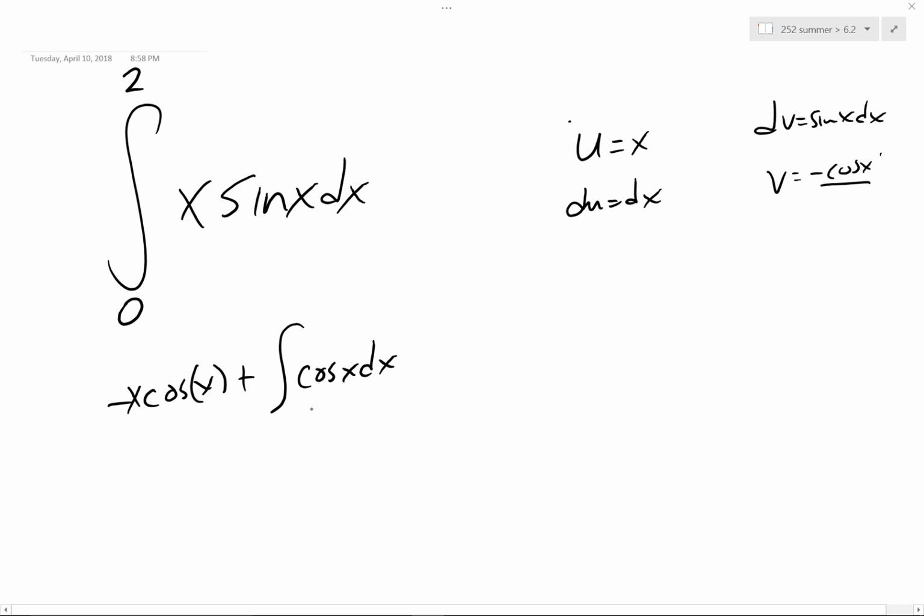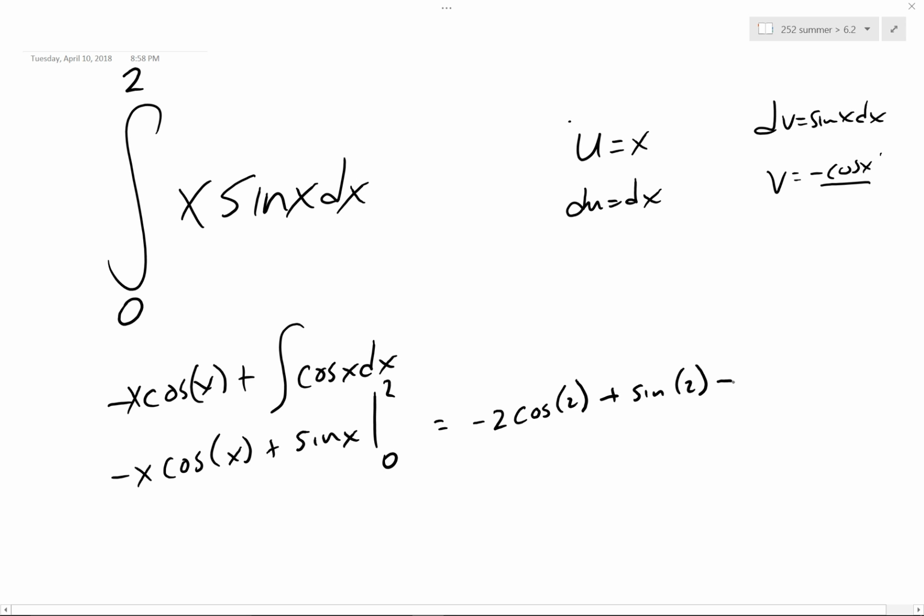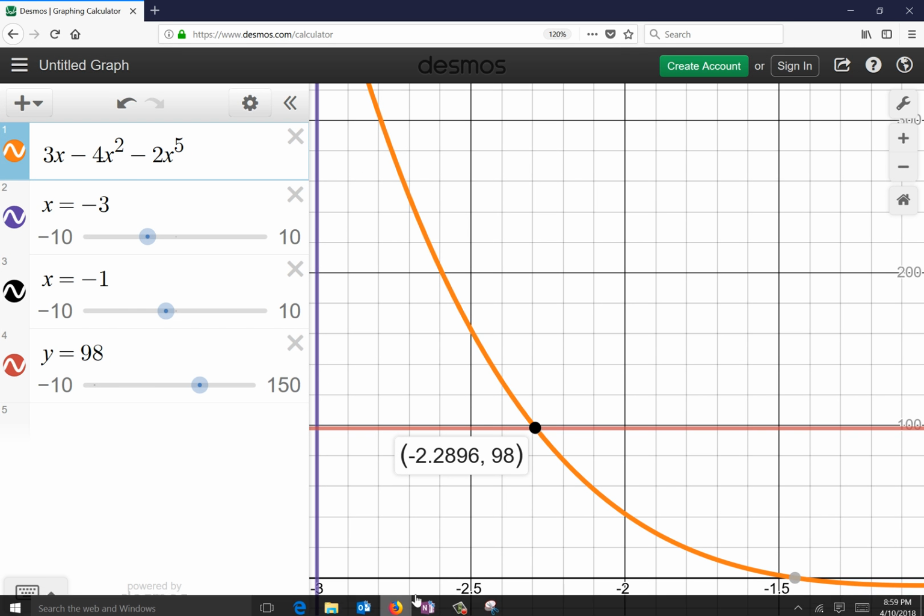And then where does cosine? Cosine is the integral, or the derivative of sine of x. And I plug in my 0 and my 2, and I see what happens. So this is going to be -2 cosine of 2, whatever that is, plus the sine of 2, I don't know what those are yet, minus, this will be 0, this will be 0, so nothing. So I'm going to bring out the old calculator here.